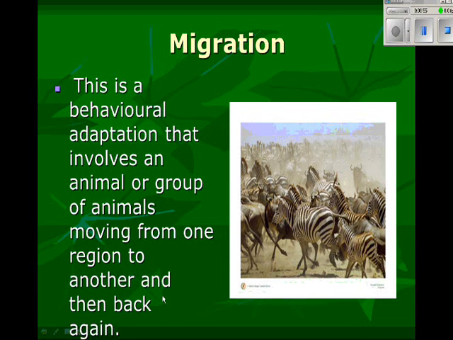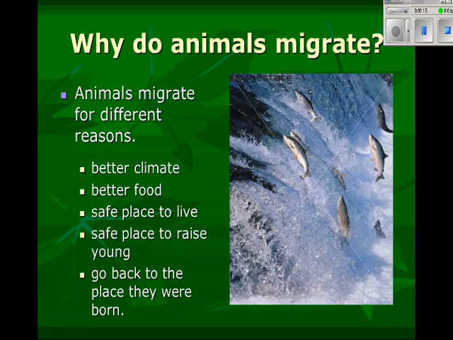Migration. This is a behavioral adaptation that involves an animal or a group of animals moving from one region to another and then back again. Sometimes they do it for weather change. They go from the north to the south, just like our birds do. Why do they migrate? Animals migrate for different reasons. Sometimes it is for a better climate. Sometimes it's for better food. Sometimes it is for a safe place to live, a safe place to raise young, or to go back to the place where they were born.